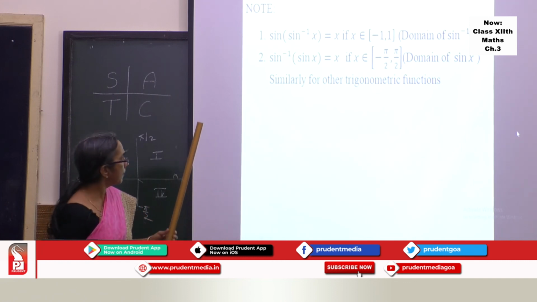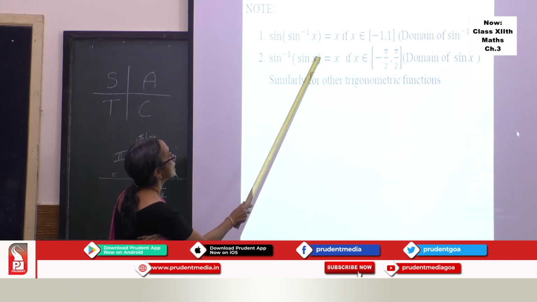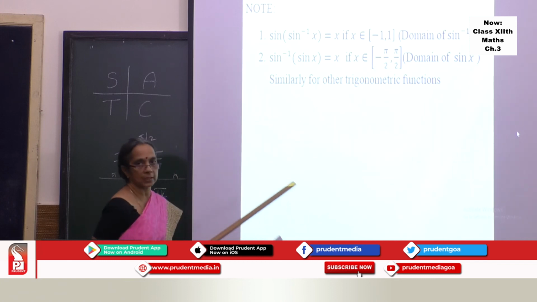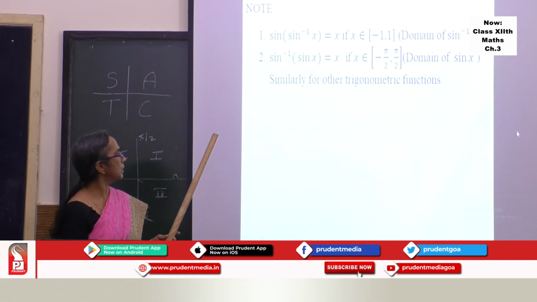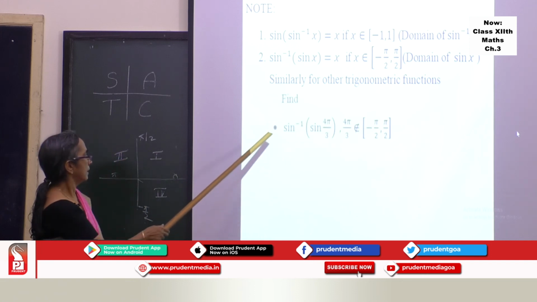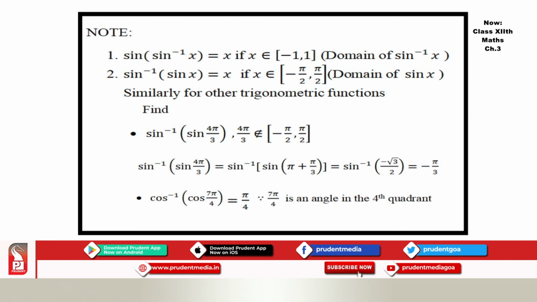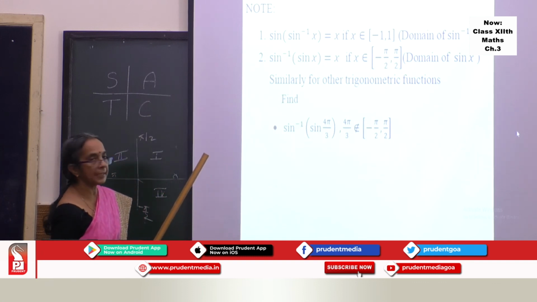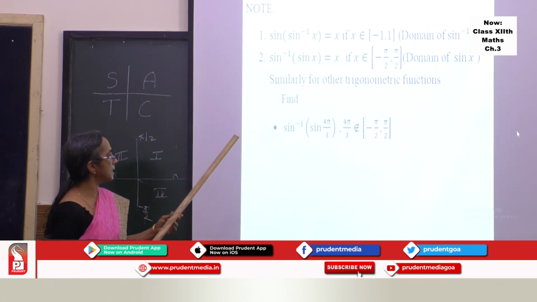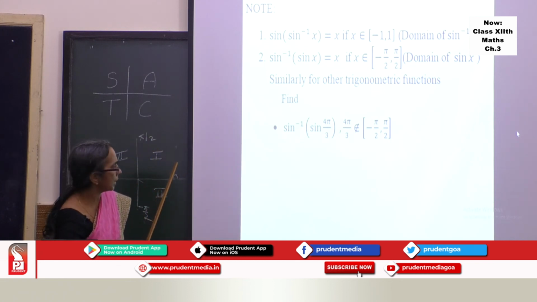But here you may sometimes get an angle which does not belong to this domain. Then how do we find the value? Let me explain one or two examples. With an example I will explain. Sine inverse of sine of 4 pi by 3. Here 4 pi by 3 does not belong to the closed interval minus pi by 2 to pi by 2. But still we can find the value. We will see how to find it.